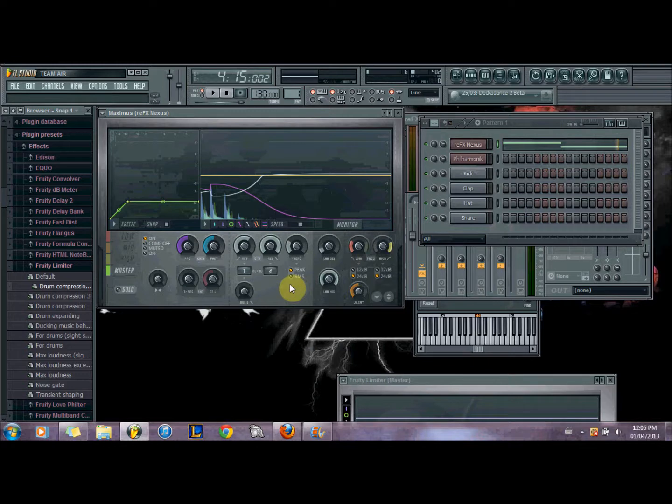And usually you will have this quite low actually, and this quite low as well.